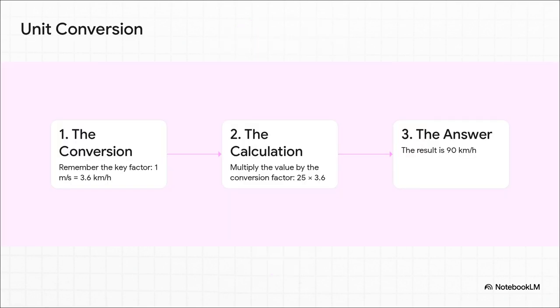Well, there's a simple little magic number for this conversion. 1 meter per second is the same as 3.6 kilometers per hour. So all you have to do is take your number in meters per second, in this case 25, and just multiply it by 3.6.